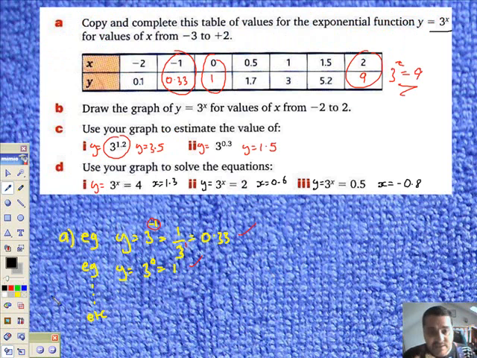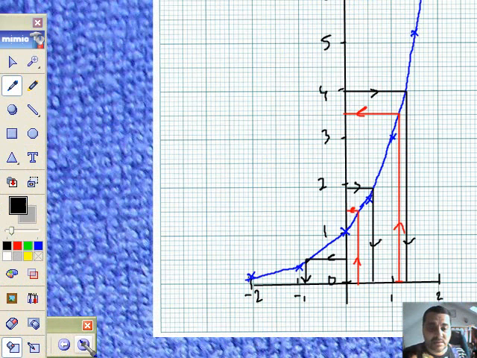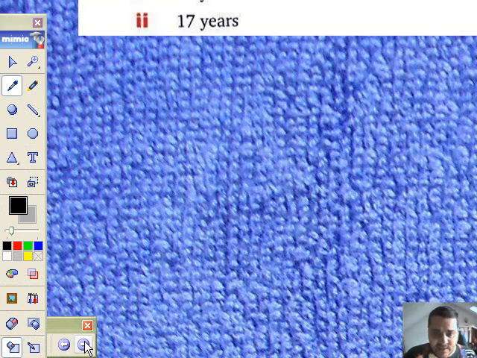Now hopefully I've got a chance to do the next one as well. So what have we done? We've plotted a fancy exponential function. We had to calculate 3 coordinates, plot them, and then read off it. That's all we've done. Okay? Hopefully there's time to do the next question.